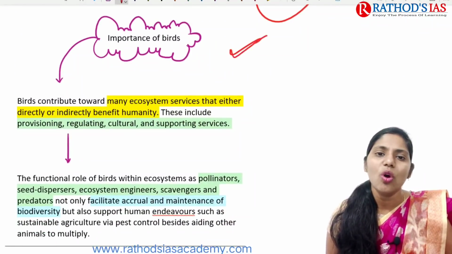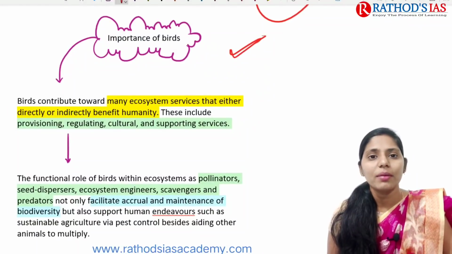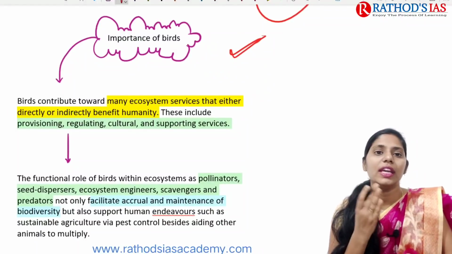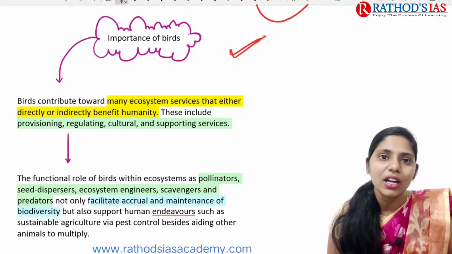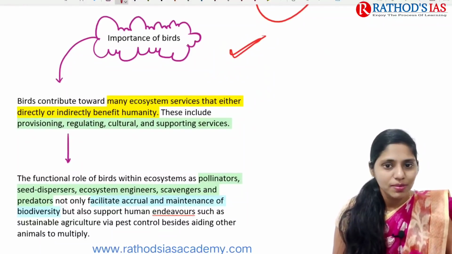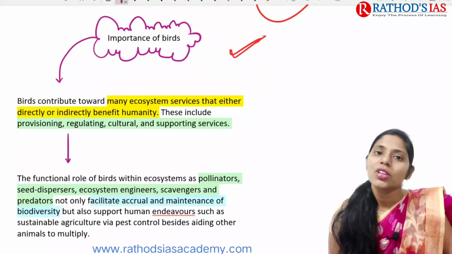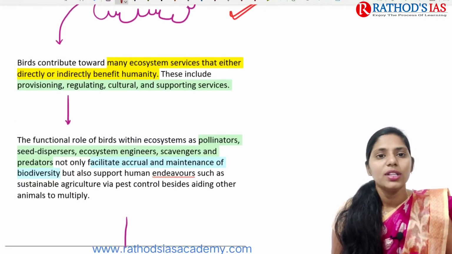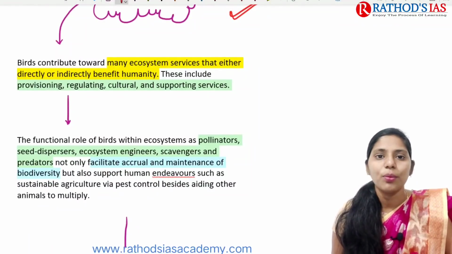If we talk about the importance of these birds, yes, birds are very important in our environment and ecology. As you all know, we have interaction between the abiotic components as well as the biotic components. So birds are also an integral part of our ecosystem. Birds also contribute towards ecosystem services, providing them directly or indirectly, mainly benefiting humanity. For example, they are helpful in provisioning, regulating, cultural as well as supporting services.